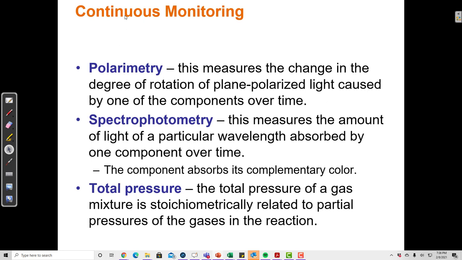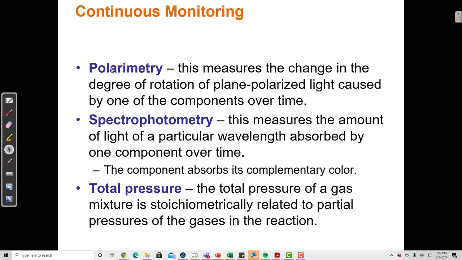So continuous monitoring is a way that we can watch the concentration of a reaction change in real time. So it's like we put a movie camera in there and we can just watch every single molecule as it's changing, and we can get updates every second or even faster than that on the real-time changing of the concentration.